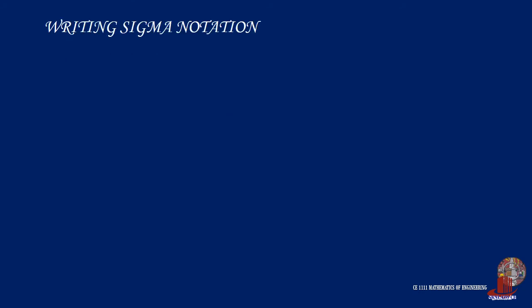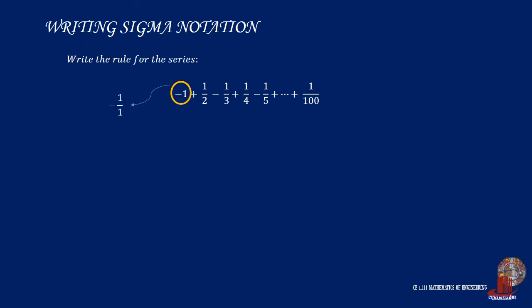In case the series is provided and you are required to write the notation, take, for example, the series starting with -1 until +1 over 100. In this example, the first term -1 can also be written as a fraction -1 over 1, so the series can be written as shown. We also notice that the signs of the terms alternate with a minus sign for the odd-numbered terms and a plus sign for the even-numbered terms. So we can take care of the sign by using -1 raised to i, which is -1 when i is odd and +1 when i is even. We can therefore write the sum as shown.